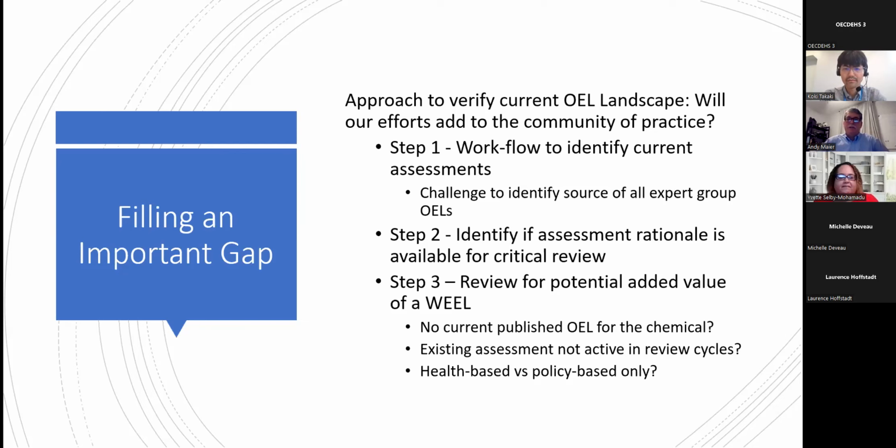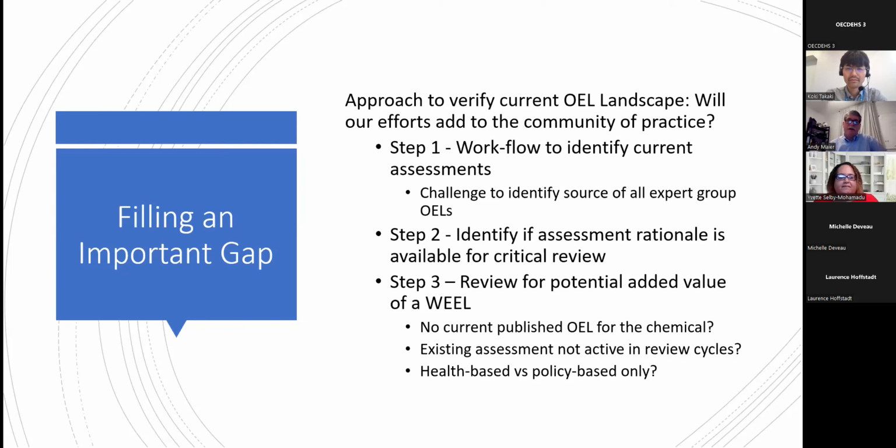Second is identifying if the assessment rationale is available. I think that point was also mentioned, because it's important to be able to critically review the basis for OELs to evaluate whether you're going to be adding anything new if you do an assessment. And third is to review the potential added value of a wheel.